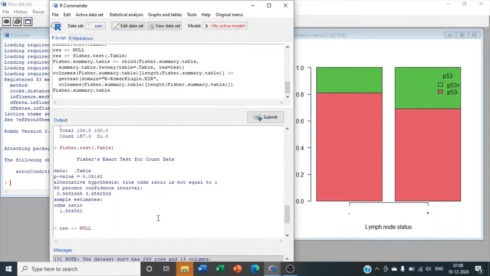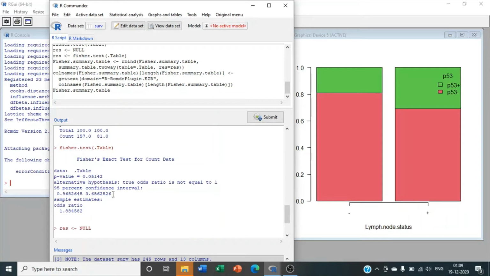Once we come over here, we see that the odds ratio is 1.88, not very high, it is borderline high. The 95% confidence intervals are on both sides of 1. The lower confidence interval is lesser than 1, it is around 0.97. The upper confidence interval is 3.65. That is why we cannot actually say with a great deal of confidence that there is a positive relationship.